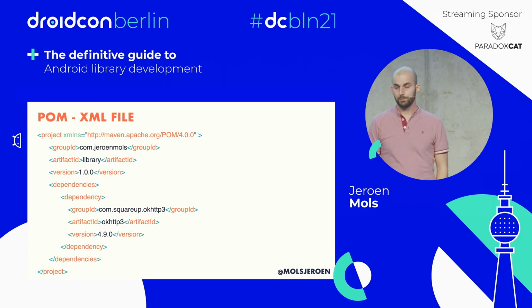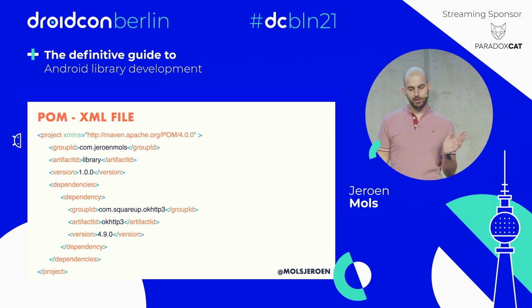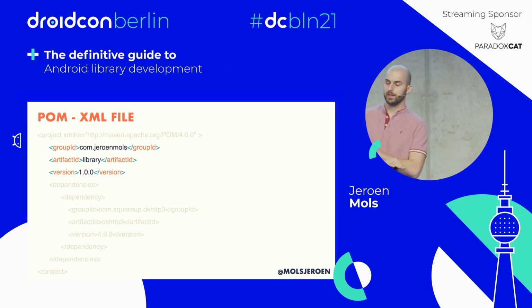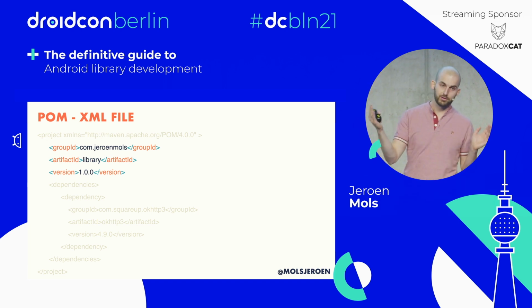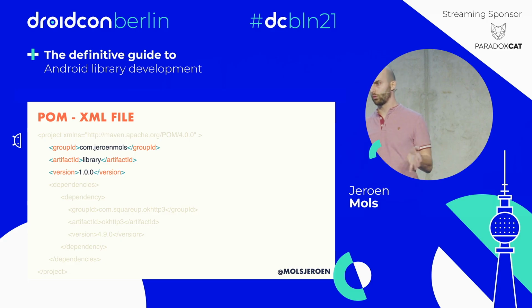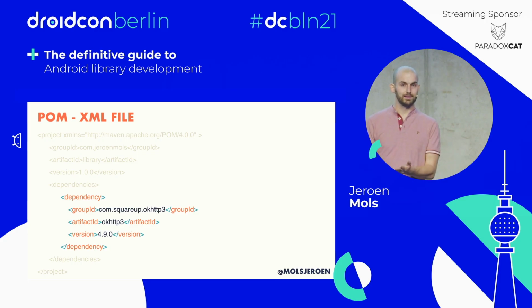How does that work? Well, that's through a POM file, which is another Maven artifact. It's an XML file in which you can specify a bunch of metadata about your library, like for instance the group ID and the artifact ID, but you could also specify a description, a link to your source code, and license information. You can specify quite a few things there, but we can also specify our transitive dependencies there.